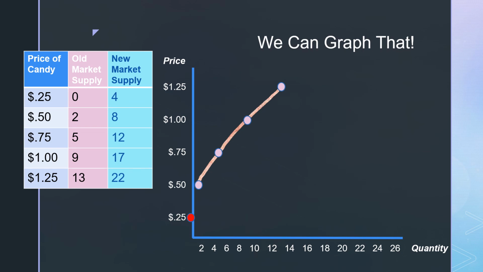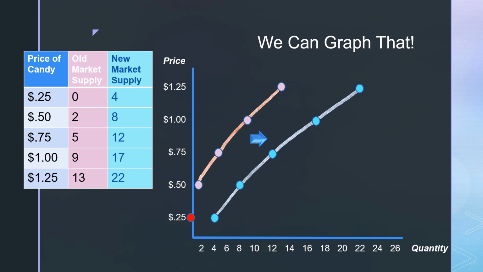But now, because we have cheaper inputs, in other words, it's cheaper to do business, we can supply more at every possible price. So at 25 cents, now we're supplying 4. At 50 cents, now we're supplying 8. At 75 cents, we do 12. At $1, we're doing 17. And at $1.25, there are 22 candy bars for sale. String those together, and we've got our new supply curve.